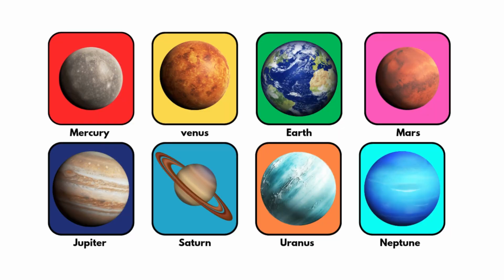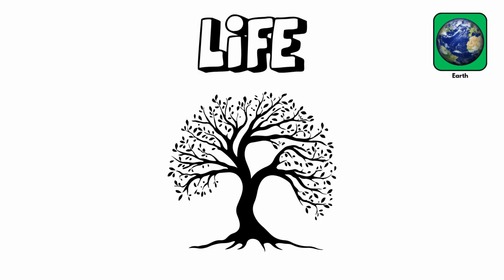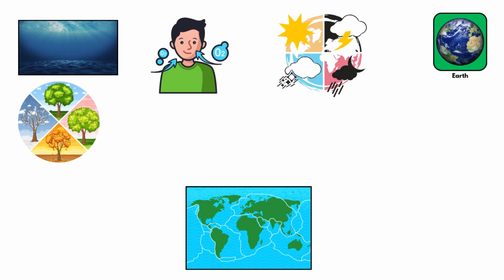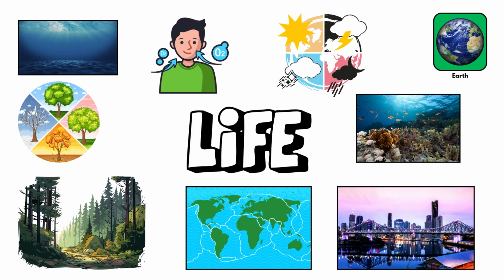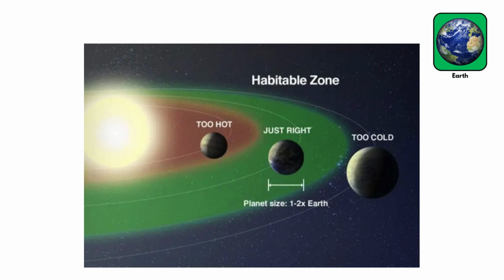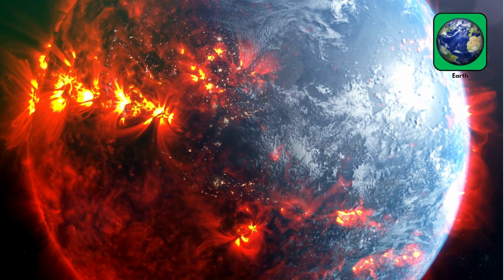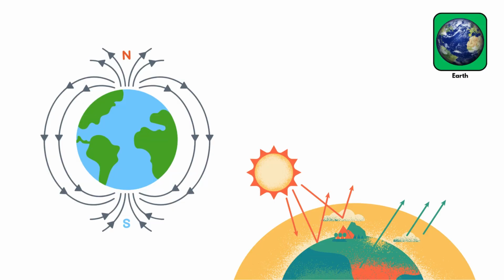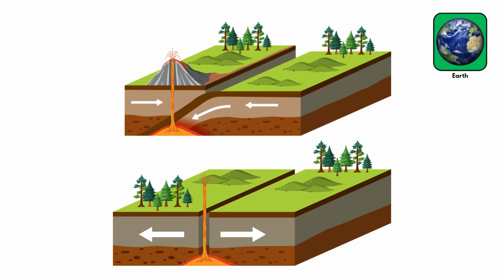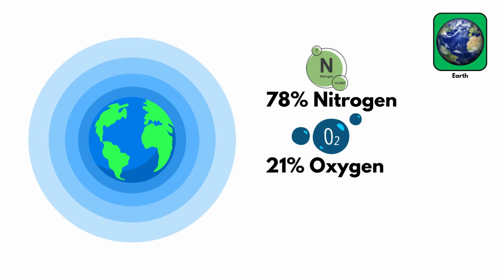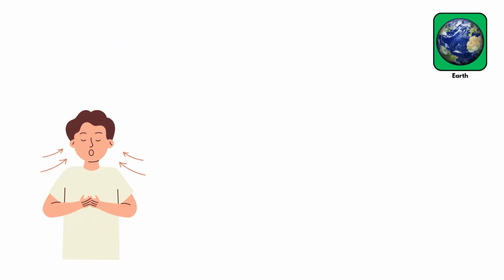Now take a breath, because we're back on Earth, the only known planet with life, the jackpot, the miracle. Earth has everything: liquid water, oxygen, weather, tectonic plates, seasons, oceans, forests, cities, life. All thanks to its perfect position in the habitable zone, not too hot, not too cold. Earth formed over 4.5 billion years ago from swirling dust and gas. It has a magnetic field that shields us from radiation, a moon that stabilizes our tilt, and plate tectonics that keep the surface evolving.